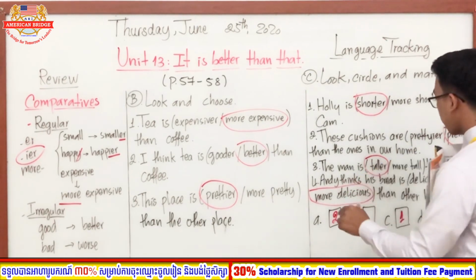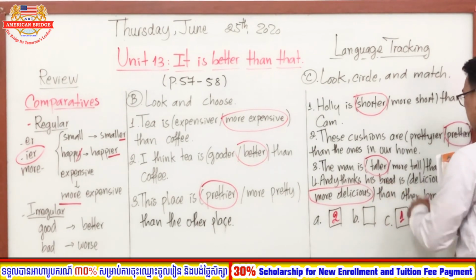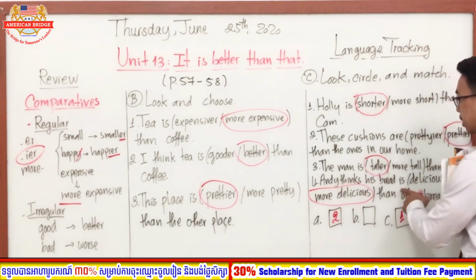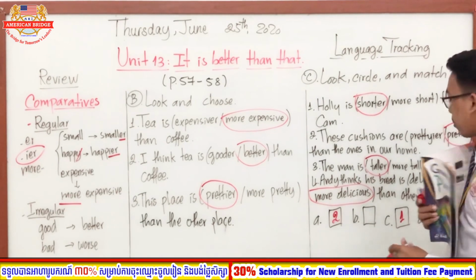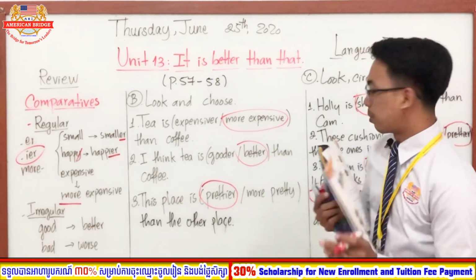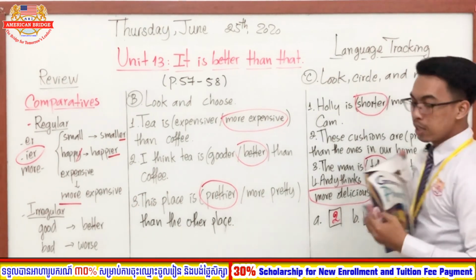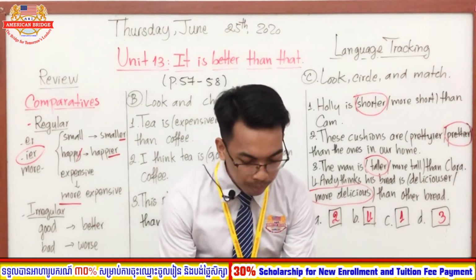The last one. Andy thinks his bread is delicious, is more delicious than other bread. So letter B. Very good. So number 4 is letter B. Good. So here are the correct answers, everyone.